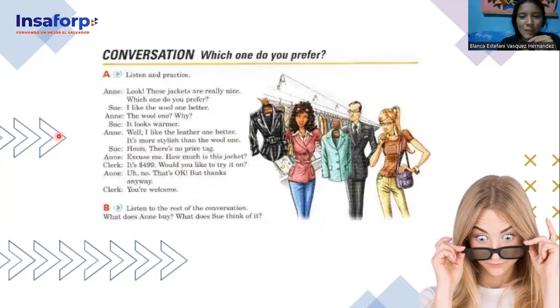Okay. Hoy va Marisol. Okay, Marisol. There's no price tag. Okay. Excuse me, how much is this jacket? It's $489. Would you like to try it on? Try it on. Mm-hmm.